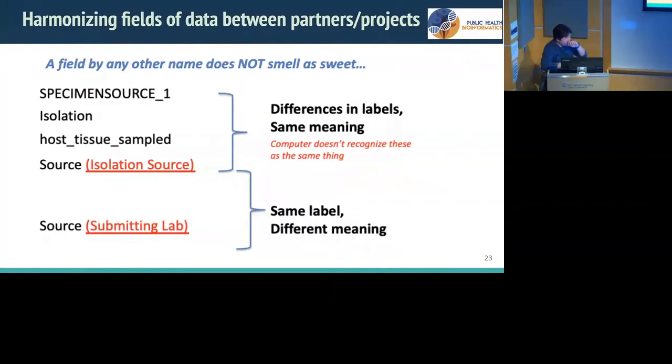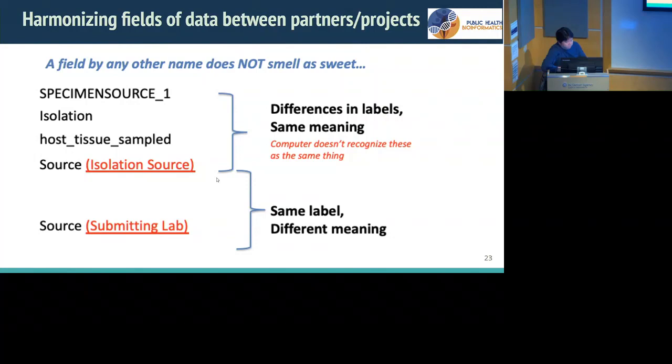So this is, again, Emma's slide that elegantly points out that when you look at the different data sets, the same concept can actually be labeled differently. So specimen source and isolation and host tissue sampled and source all refer to the source where the sample or specimen is derived from. And because there are different terms, computers usually cannot automatically recognize that they meant the same thing or the same concept.